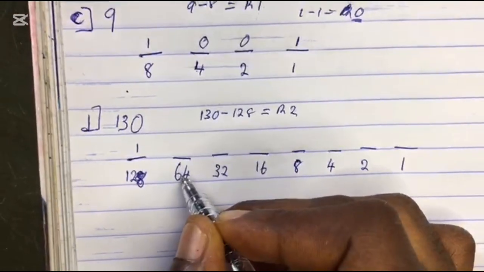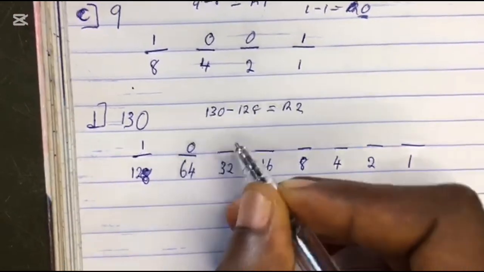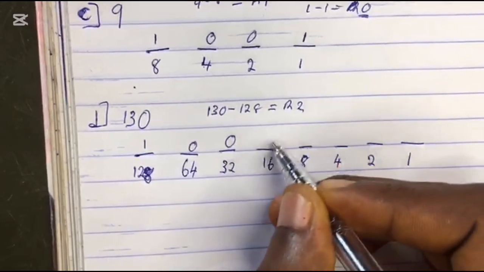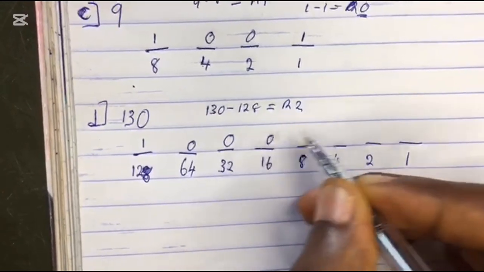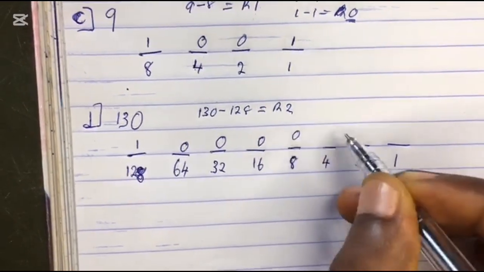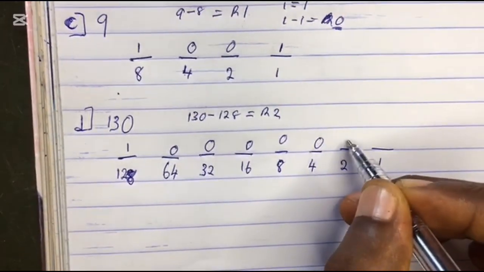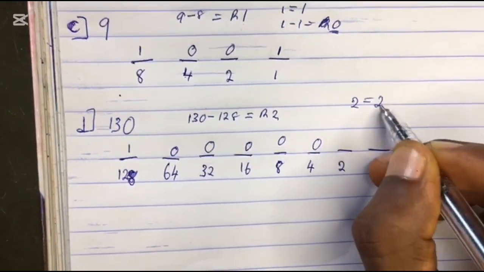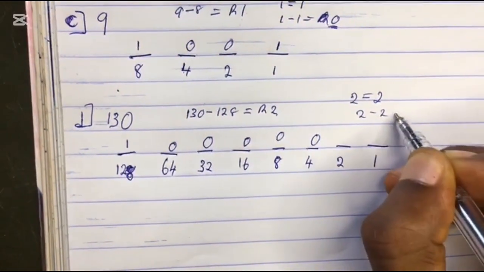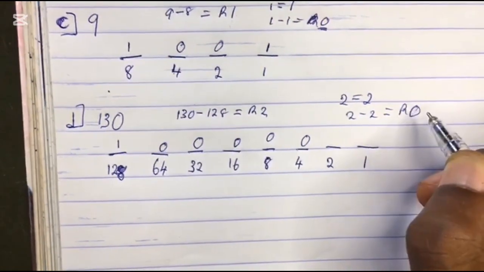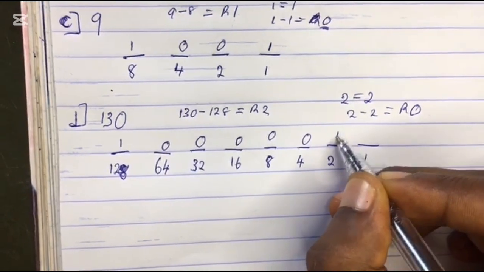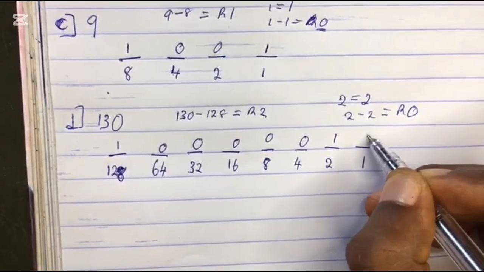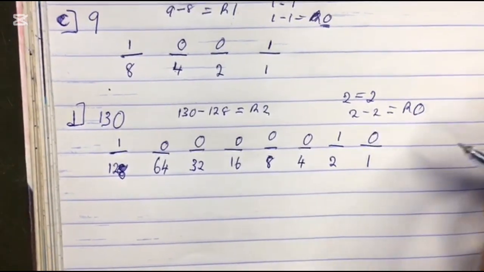Is 2 greater than 64? No. Is 2 greater than 32? No. Is 2 greater than 16? No. Is 2 greater than 8? No. Is 2 greater than 4? No. Is 2 greater than 1? It's equal to 2, sorry. So 2 is equal to 2. Then you subtract 2 minus 2. It's going to give you remainder 0. Then you write down 1. Remember, if it's equal to, you write 1. Then now, is 0 greater than 1? No. Write down 0. And then we move on.